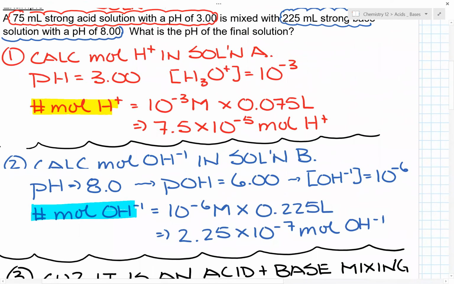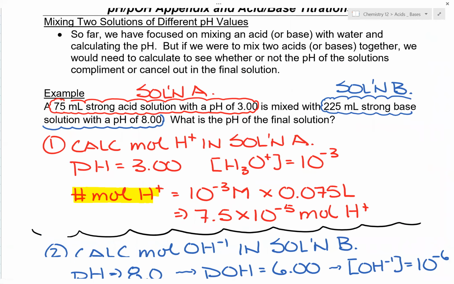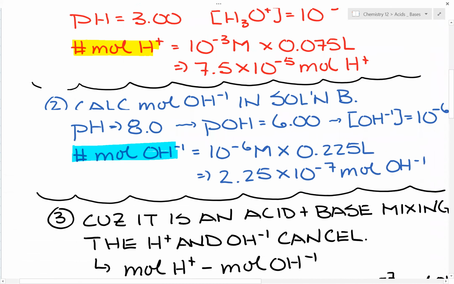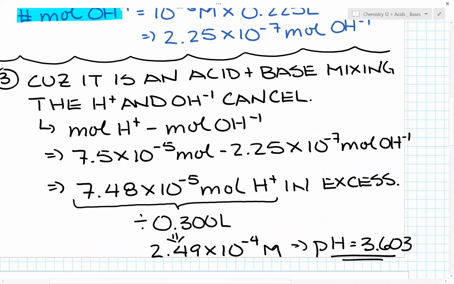Now, in this particular case, what happens is we have a pH of 3.60 as the result of the two solutions being mixed together. In this case, I gave you one solution with a pH of 3, the other with a pH of 8.